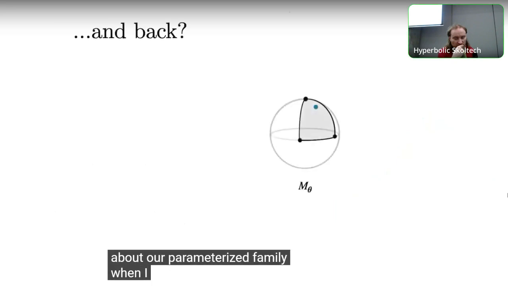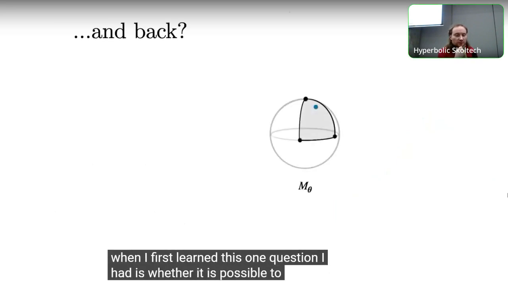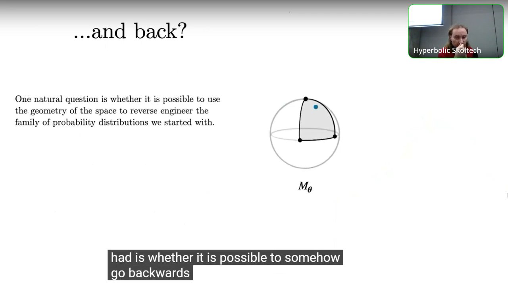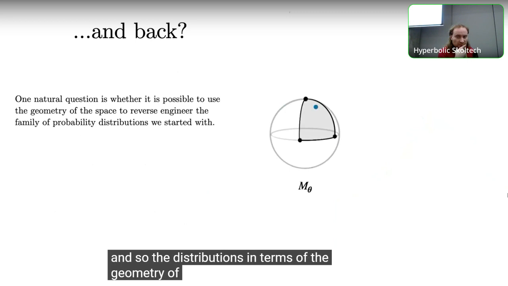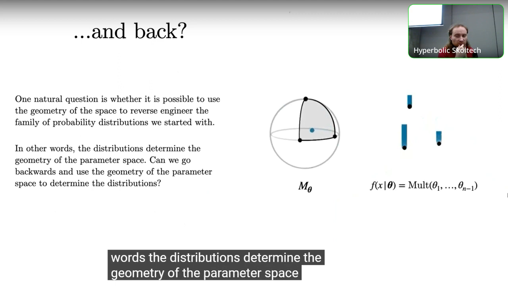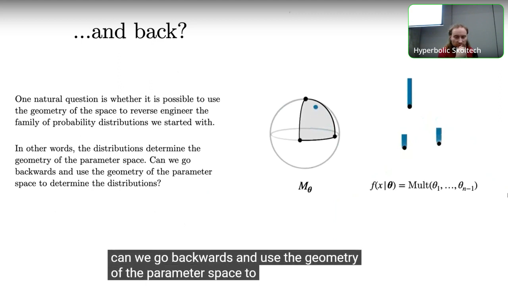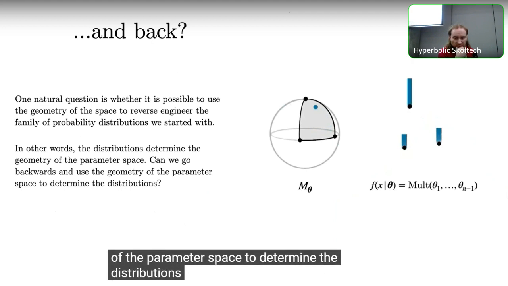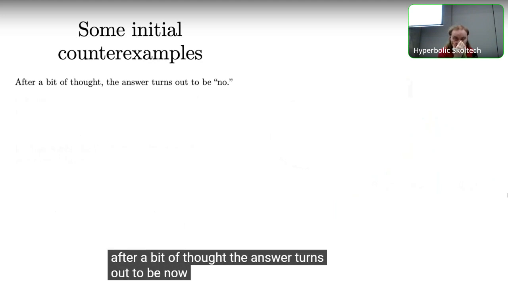When I first learned this, one question I had is whether it is possible to somehow go backwards and study the distributions in terms of the geometry of the parameter space. In other words, the distributions determine the geometry of the parameter space. Can we go backwards and use the geometry of the parameter space to determine the distributions? After a bit of thought, the answer turns out to be no.